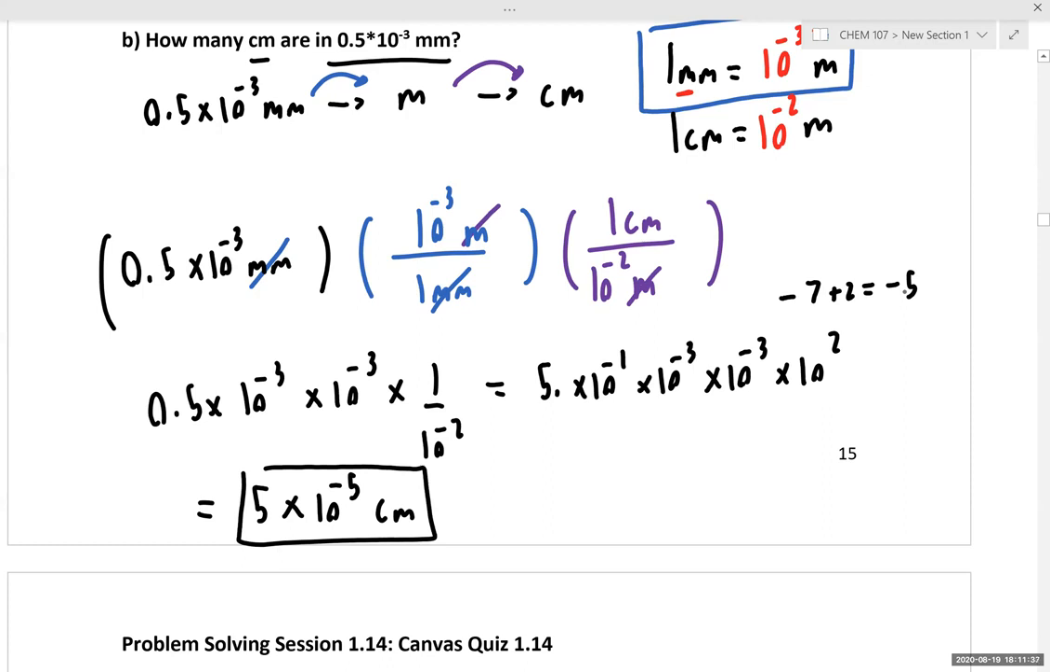Does this example make sense to everyone so far? Any questions on this example? Where did you get the negative 1 from? Because 0.5 is equivalent to 5 times 10 to the negative first. Does that make sense?